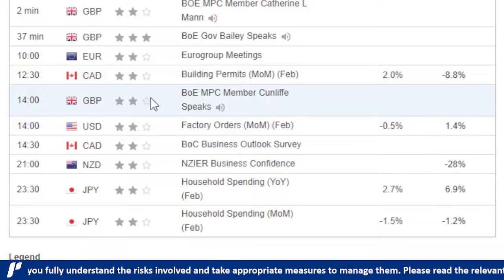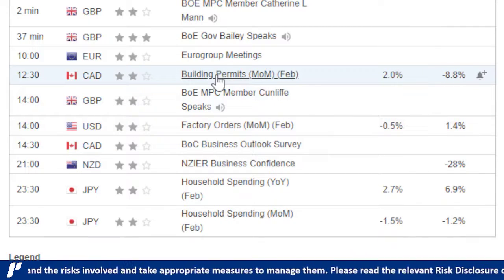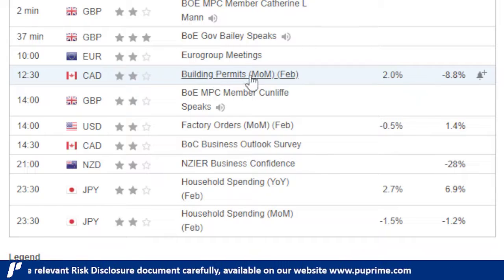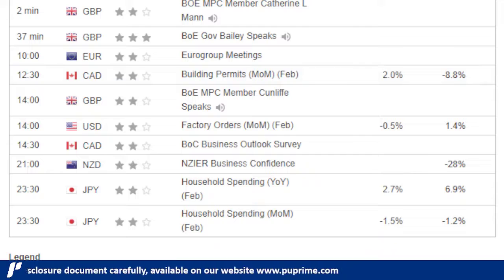We also have the building permits from the Canadian economy for the month of February, and the rest is things that we will not be looking for. It's not expected to drive higher than usual volatility in the markets. So let's have a look at the charts and the technical analysis real quick.